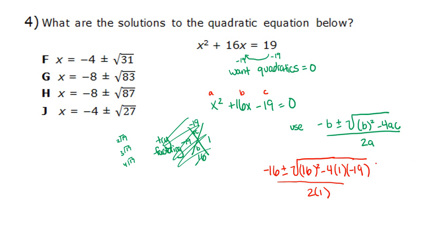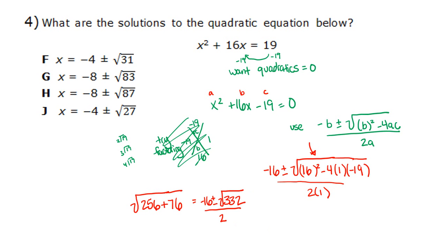What you want to do first is get the number underneath the square root first. So 16 squared is 256. Then I want to multiply negative 4 times 1 times negative 19. And that turns into a positive number, so plus 76. This is equal to 332. Alright, and it's all divided by 2.